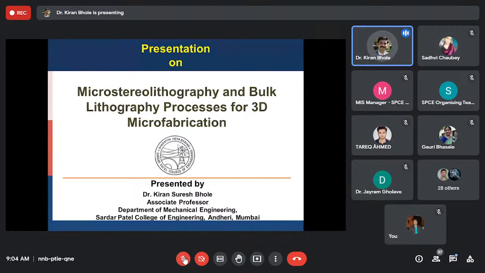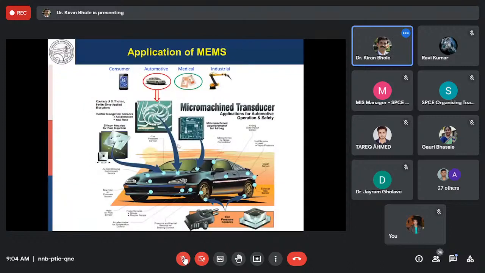Now, for what purpose are these two processes? Both of these processes are for 3D microfabrication. This FDP is focusing on additive manufacturing. These two processes are additive manufacturing processes, but for micro printing, not for meso or macro size printing. They are related to microfabrication or micro printing.